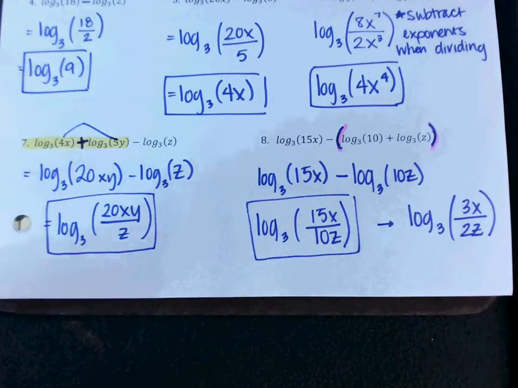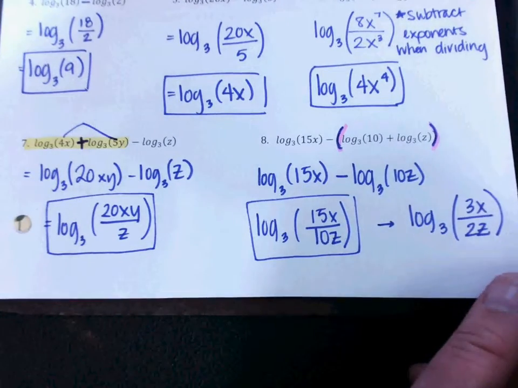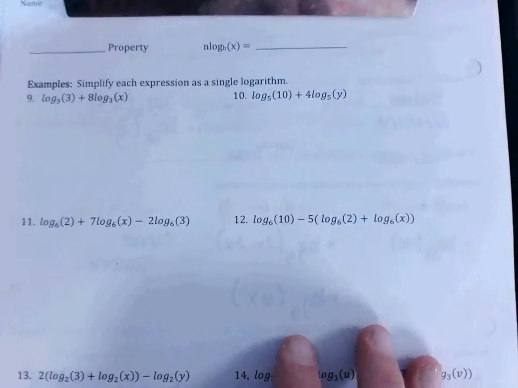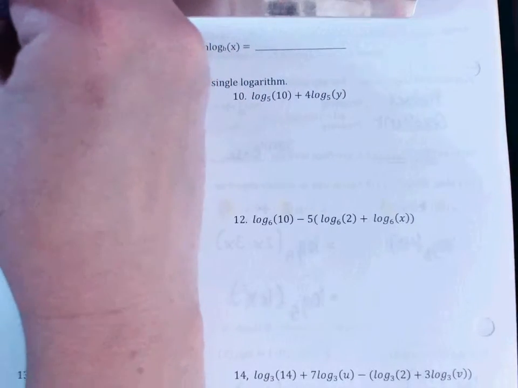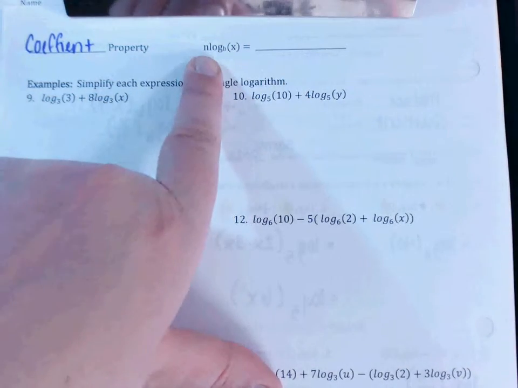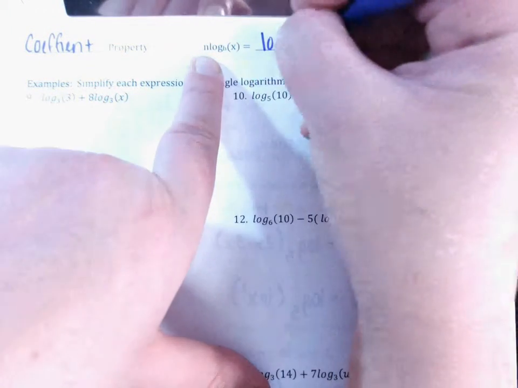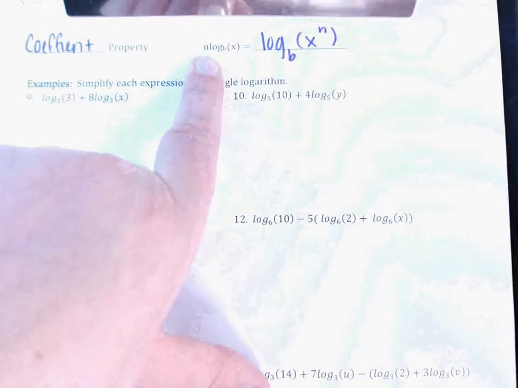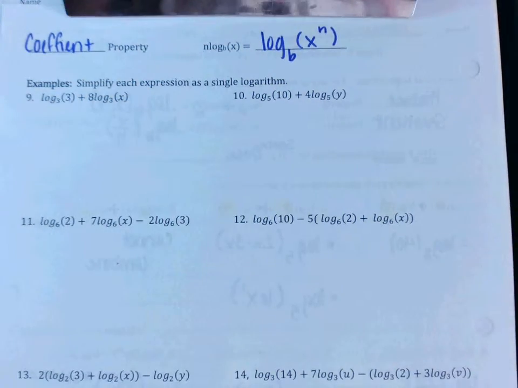Okay, we learned one other rule yesterday. We learned the exponent rule. I think we actually called it the coefficient property yesterday, but it's the same. If you have an n here in the front, you remember you're allowed to move that up to be an exponent. So it would be log little b of x up to the n. So just like yesterday we were moving that exponent down, today while we're simplifying, we're going to bring it back up. Okay?